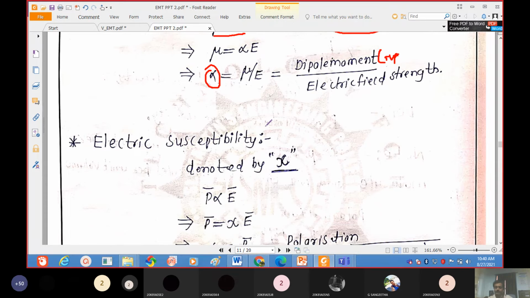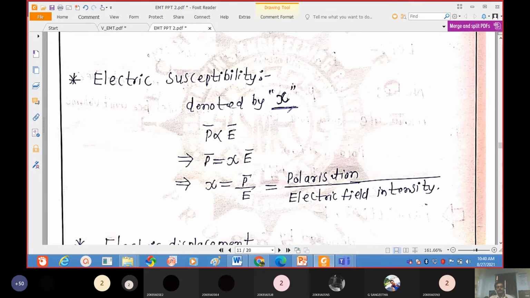Now, electric susceptibility. The polarization P bar is proportional to the applied electric field. That means if you apply more electric field, more atoms get aligned to the field direction, more charges are separated, more charge carriers are separated. That's why the polarization also increases, so P is proportional to the electric field. There is a constant, and that constant we call susceptibility, chi, equal to P bar polarization by electric field.